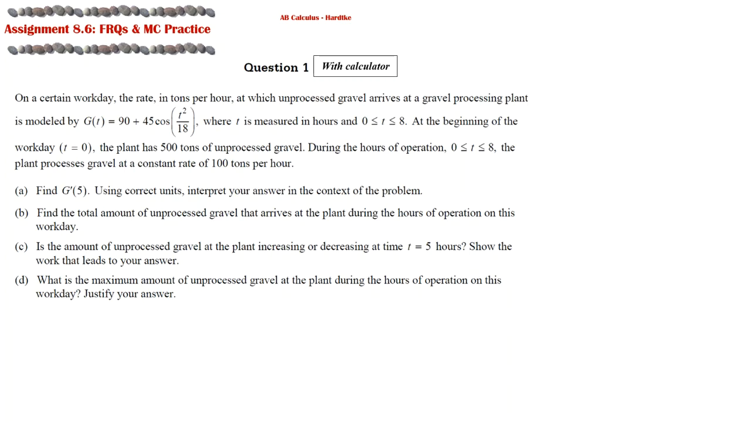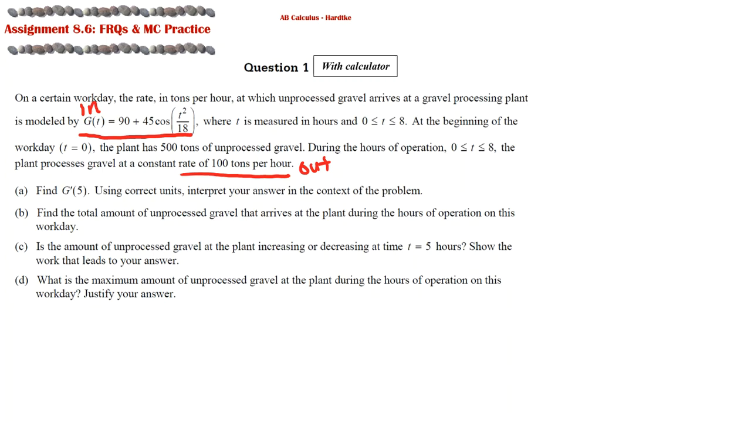So what I've noticed in this problem is that we are given a rate function. This is the rate at which gravel is coming into the plant in tons per hour. So I'm thinking of it already as a first derivative. And there's a second rate given in the problem. That's the rate at which gravel is being processed and leaving the plant. So that is always 100 tons per hour.